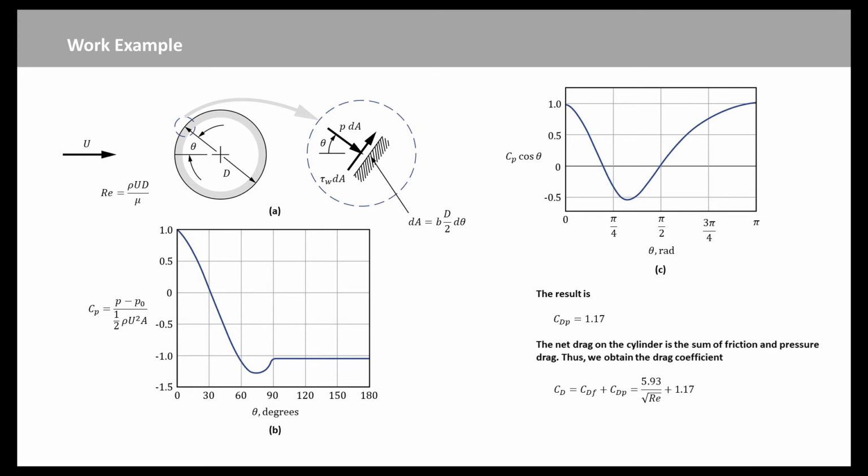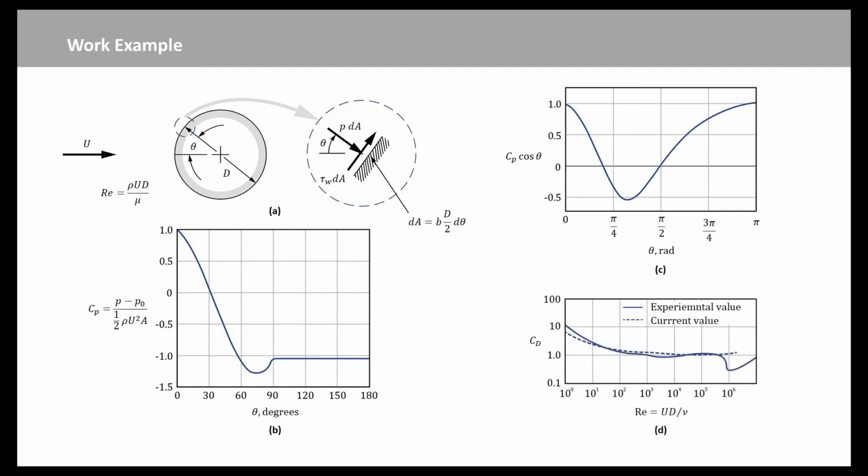The net drag on the cylinder is the sum of friction and pressure drag. Thus, we obtain the drag coefficient. This result is compared with the standard experimental value in Figure D. The agreement is very good over a wide range of Reynolds numbers.